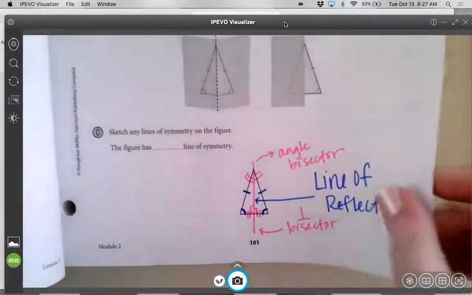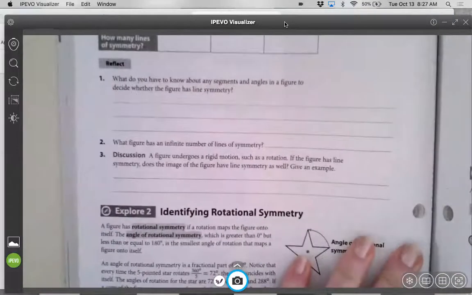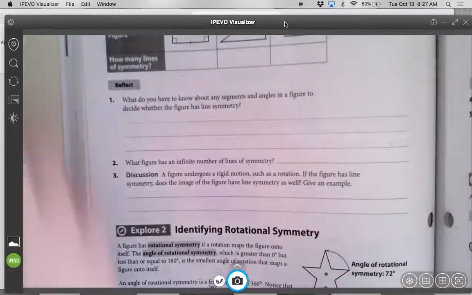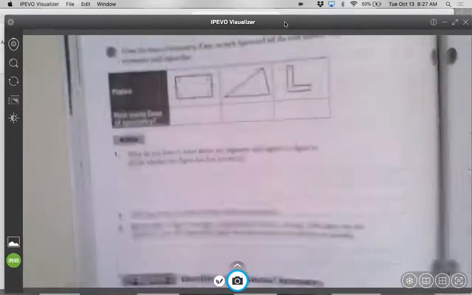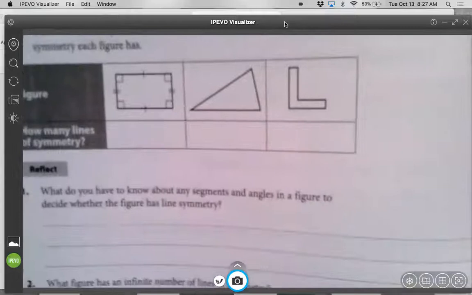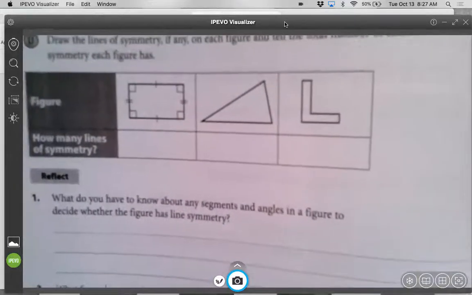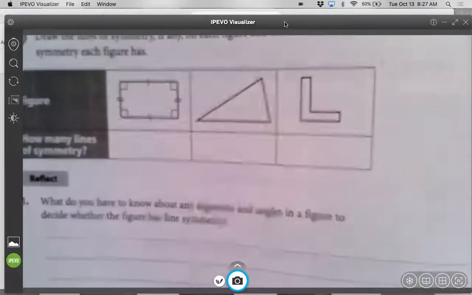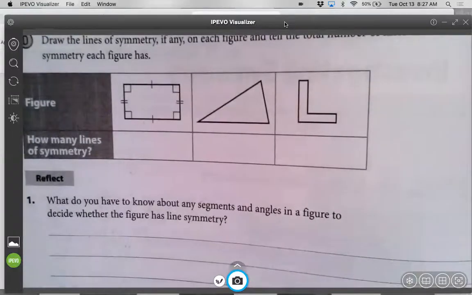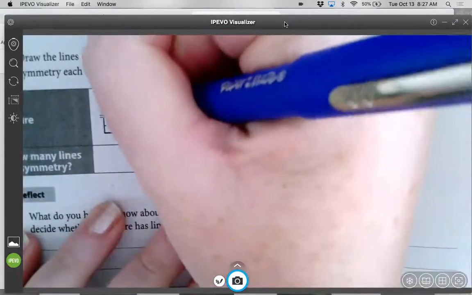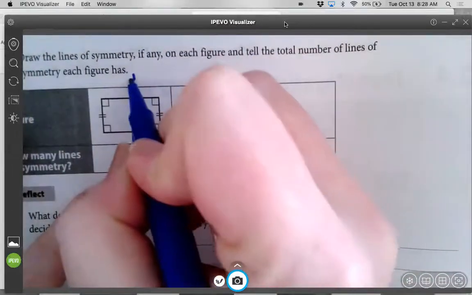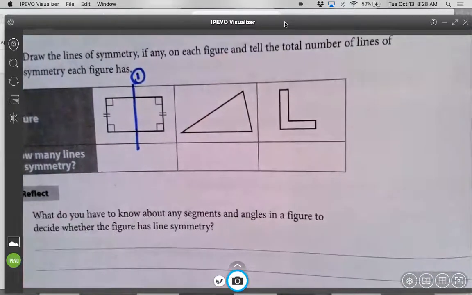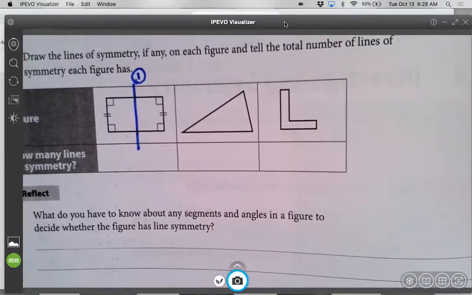So let's flip the page and talk about some different lines of symmetry. At the top, they're on 102. So on 102, at the top, it says draw the lines of symmetry, if any, on each figure, and tell the total number of lines of symmetry that each figure has. So the first one is a rectangle. Somebody tell me how we could draw a line of symmetry that would cut that figure exactly in half. So, very good, down the middle, and your hand went top to bottom, so that's how I'm going to do it. I'm going to go ahead and number it as I go. I'll tell you why I do that a little bit later. Somebody else give me one.